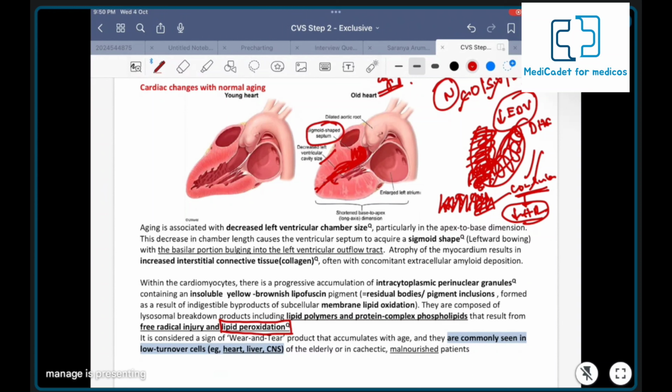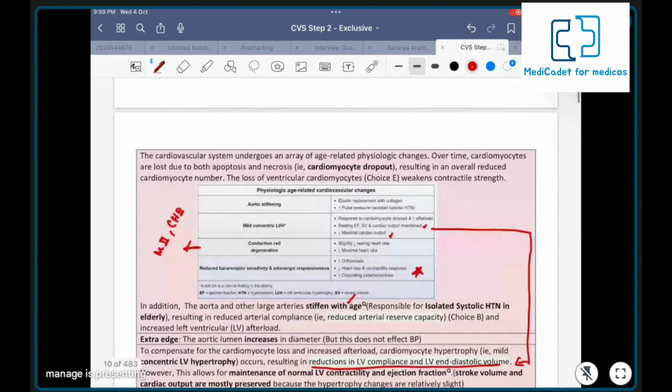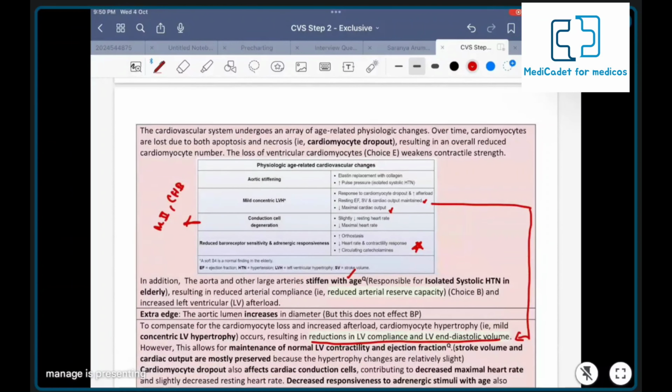Okay, and there could be some dilated aortic root as well, that is also related to the collagen. Okay, if you come here, you can see the aortic stiffening. You know that as a patient ages, their blood vessels will start to stiffen, right? So that is the same for the aorta as well. The aorta also will start to thicken, because the elastin is being replaced with other types of collagens, and that will cause isolated systolic hypertension.